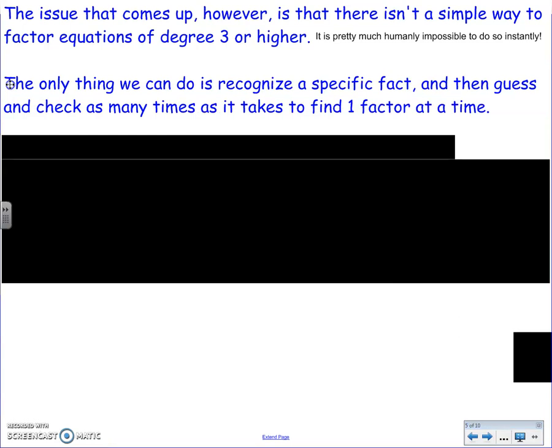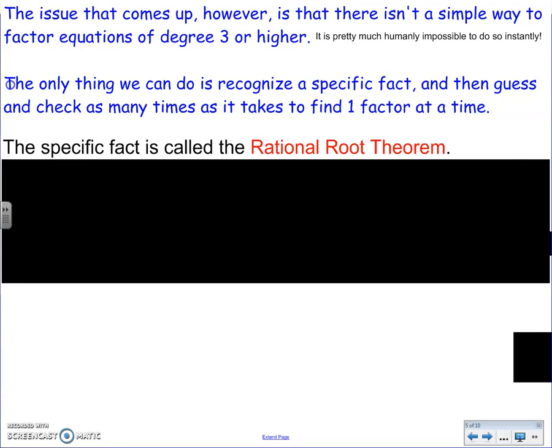It's complicated or long. The only thing we can do is recognize a specific fact and then guess and check as many times as it takes to find one factor at a time. So it's pretty slow. That fact is called the rational root theorem. You should learn that in Algebra 2.